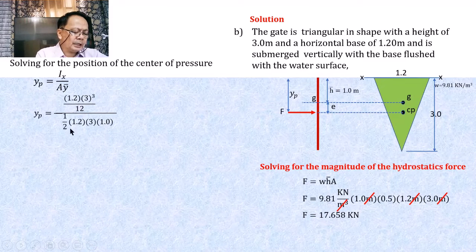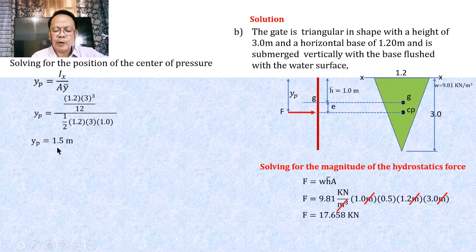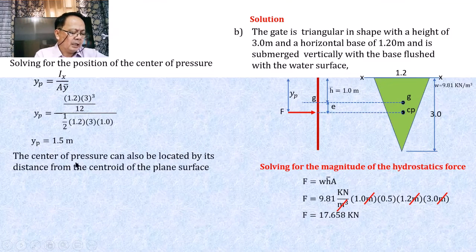Our A is computed to be 1 half of 1.2 multiplied by 3 multiplied by 1, being the distance of this G from that position. Ito yun. Kaya pag sinimplify natin yung ating y sub p, our y sub p will be equal to 1.5 meters. And we can check this value if we will be solving the center of the pressure by its distance from the centroid of the plane surface.